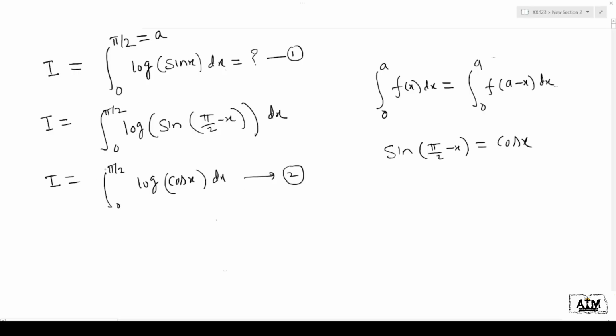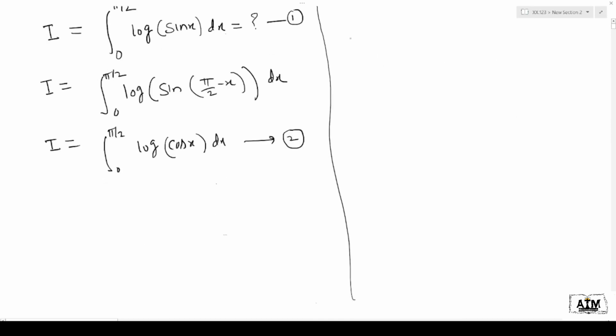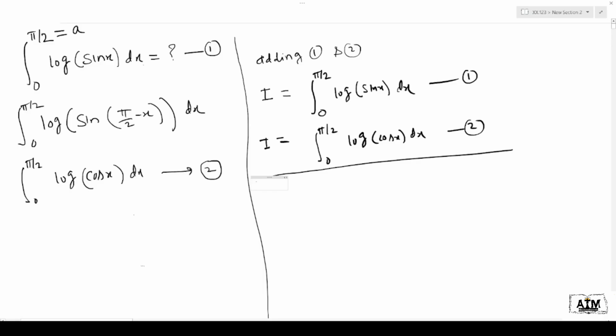So we have the two expressions, 1 and 2. Now we will be adding 1 and 2. Adding 1 and 2, we get I plus I equals the integral from 0 to pi by 2 of log of sin x with respect to x plus the integral from 0 to pi by 2 of log of cos x with respect to x.